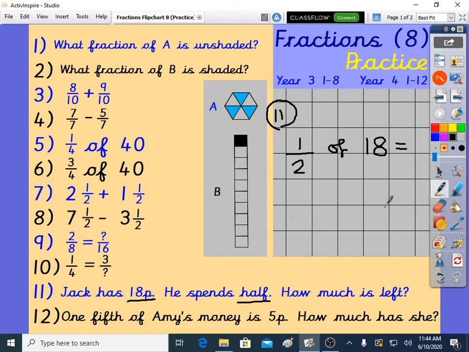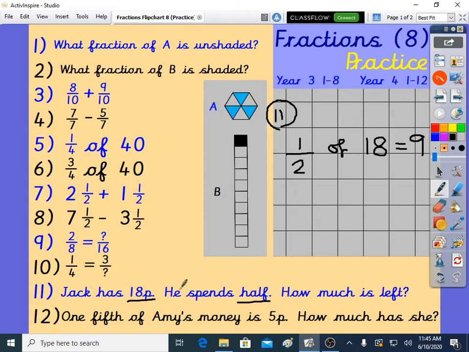You might know that anyway. If you don't, you do 18 divided by 2 to find out. Could sing my 2s up to 18. It's 2, 4, 6, 8, 10, 12, 14, 16, and then 18. 9 fingers, the answer's 9. Is this the final answer though?